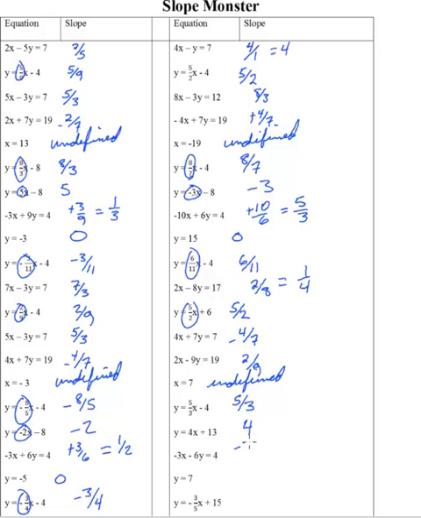Here we have -3 over -6, opposite sign. And you'll notice those two will cancel, so we end up with a negative still. 3/6 reduces down to 1/2. That's a horizontal line, so we get 0. And then y is by itself, so there's our slope, -3/5.